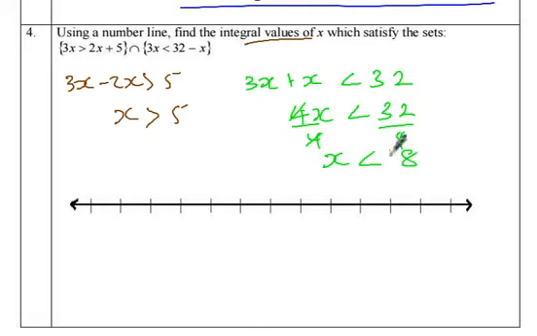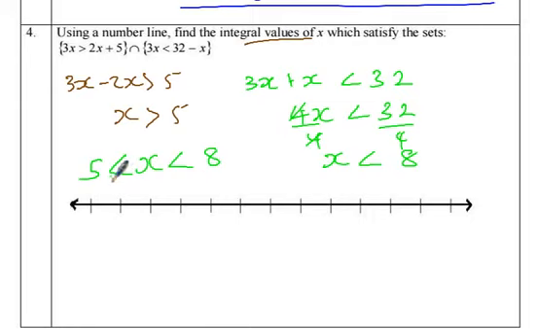Now, when you put these two statements together, the first statement says x is greater than 5, and the second is saying x is less than 8. So we can combine and write one statement, which will be x is greater than 5, but x is less than 8. So this is the intersection, the statement putting the two together.